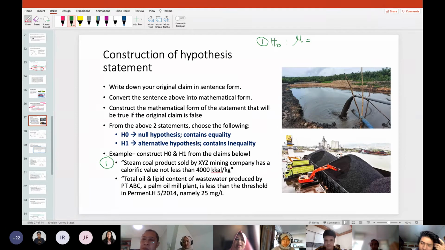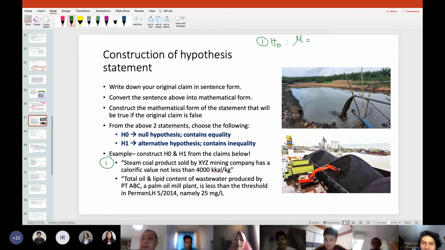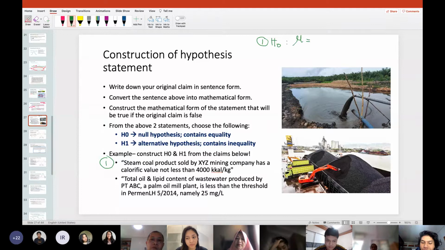The clue: H0, the null hypothesis, always contains equality, a mathematical sentence. The steam coal product sold by XYZ mining company has a calorific value not less than 4,000 calories per kilogram. Because this is a claim, let's change it into a mathematical equation. So what is the mu, which is the mean of the population that we claim based on this sentence?